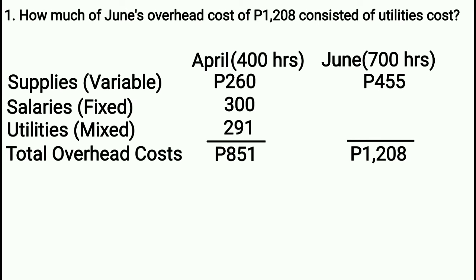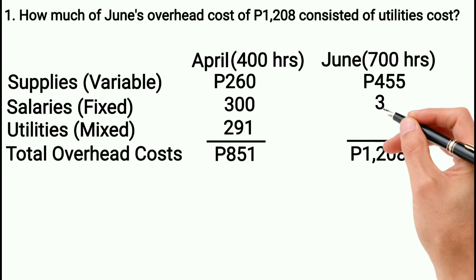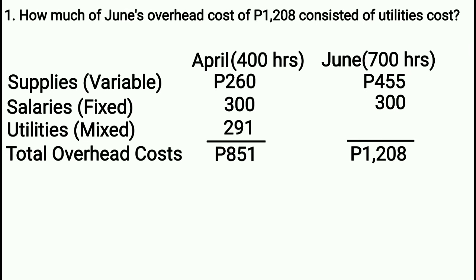Next, salaries, which is a fixed cost. Dahil fixed cost yan, that means hindi pa rin siya magbabago. The fixed cost or the total fixed cost is constant regardless of the level of activity. Therefore, sa June, ang fixed cost ay 300.